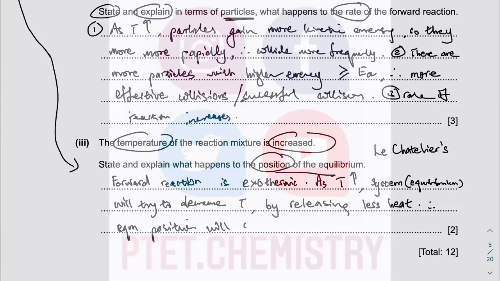And if I release less heat, therefore equilibrium position will shift to the left, because my forward reaction releases heat. If I release less heat, I will favor less of the forward reaction. I will favor the backward reaction. My position therefore will shift to the left. I have stated what happened to the position. I have explained why that is. And that's how you get the full mark, by talking about Le Chatelier's principle without just stating the principle itself, but actually explaining it.